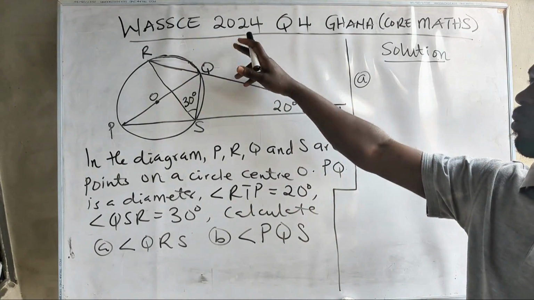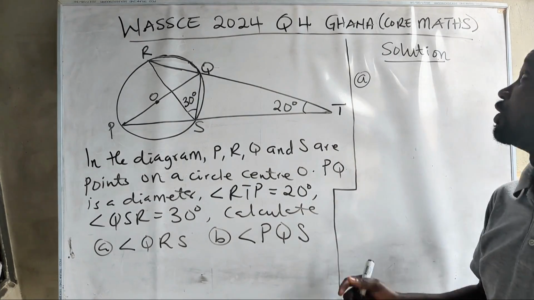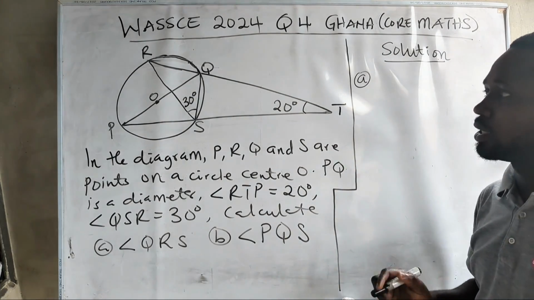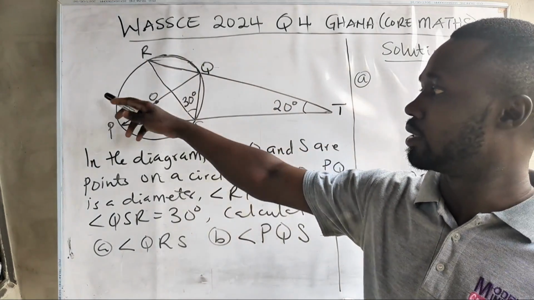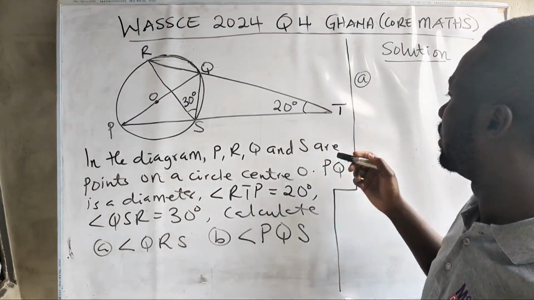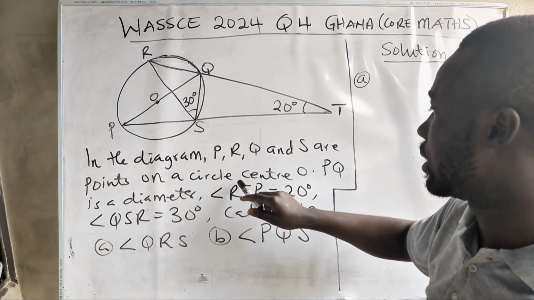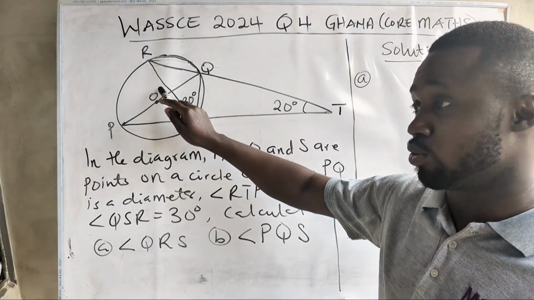And we are looking at WASSCE 2024 question 4. This is Ghana edition, core mathematics. And this is a question on circle theory, or angular properties in a circle. It says in the diagram, P, Q, R, S are points on the circle center O. So take note, O is the center.